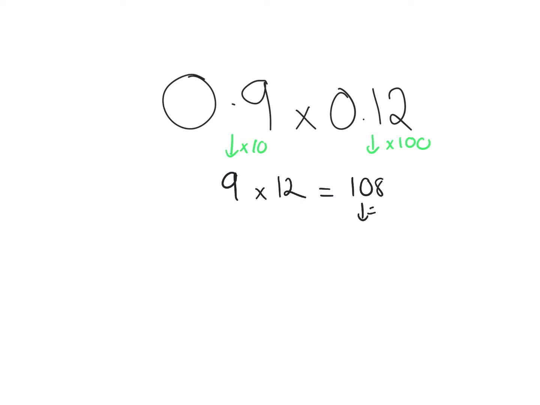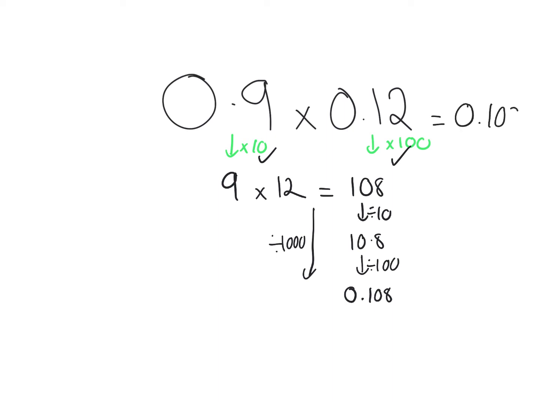And again, we've got to make sure the question is in balance. So we're going to divide by 10 to give me 10.8. Then we're going to divide by 100 to give me 0.108. Or here we could have divided by 1000 because we've divided by 10 and then by 100, which is the same as divided by 1000. So my answer here would be 0.108. And again, we have 1, 2, 3 decimal places in my question, 1, 2, 3 decimal places in my answer.